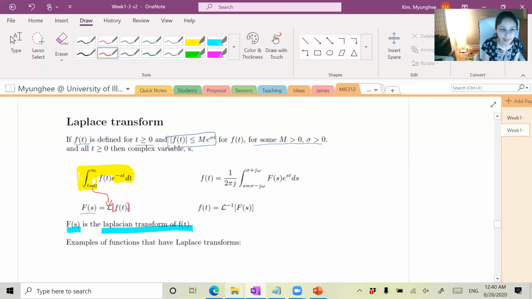Also, we can take the inverse Laplace transform. And in this case, this is an operator. And we simply write this whole part as L inverse and this.